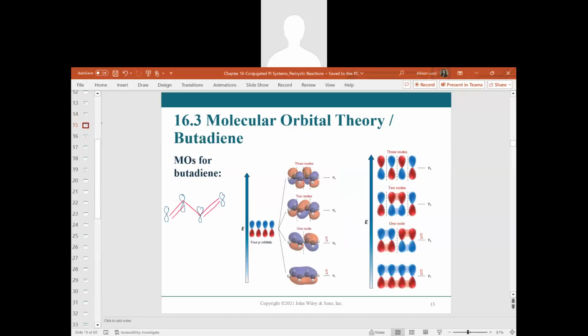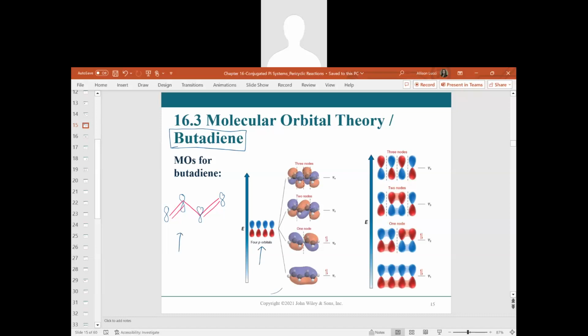So if we were to look at butadiene here and describe it in terms of molecular orbital theory, we have butadiene sketched out here in this pink structure, and then the four p orbitals drawn in, overlapping each of the carbon atoms involved. And that's what we see over here, those four p orbitals from butadiene that are involved in these two double bonds that are formed.